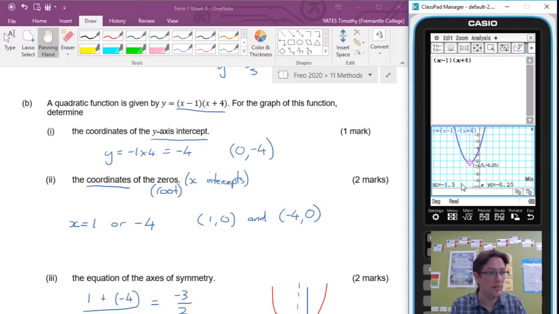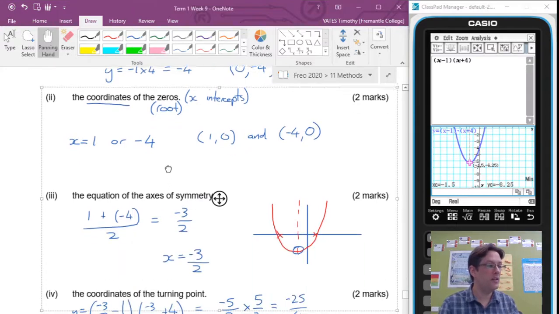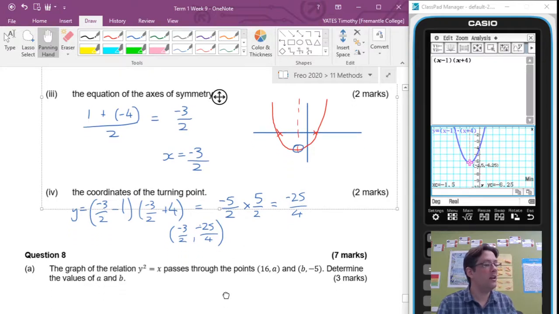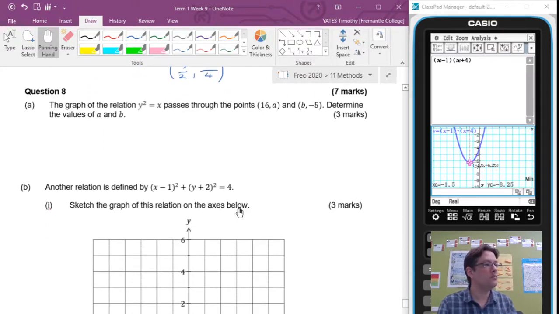So yeah, -1.5, -6.25 as I worked out there. So -3 on 2 is -1.5, and -25 on 4 is -6.25 there. Okay, so that's that one.